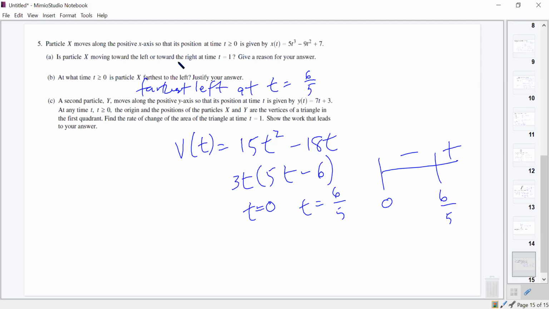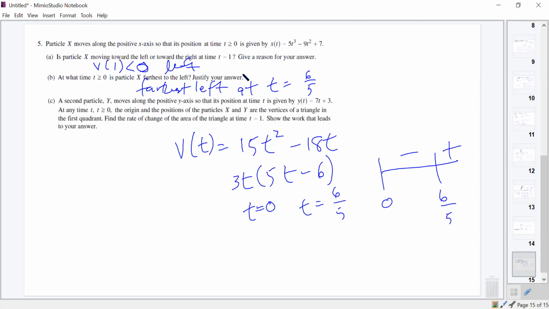And just for part A, we would have looked for what is v of 1. And v of 1 is less than 0, so we would have said it's moving to the left. So that's part A. And part B, furthest left at t equals 6/5, because then it's always moving to the right after that.